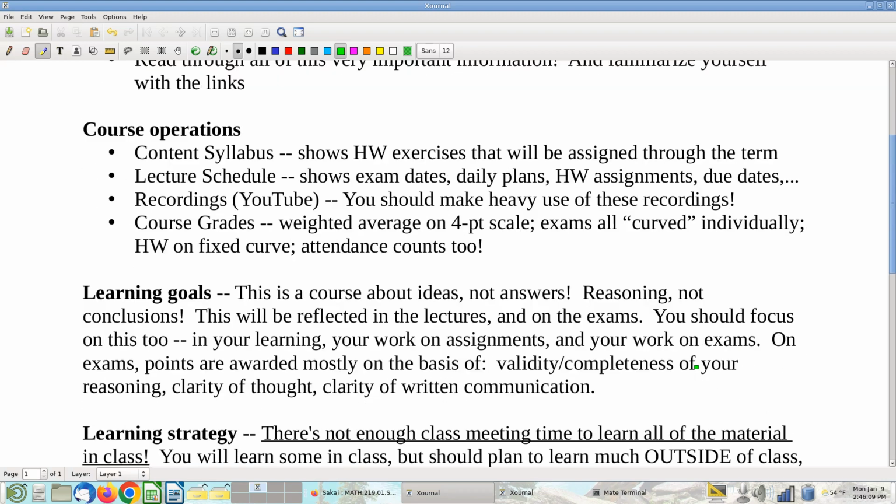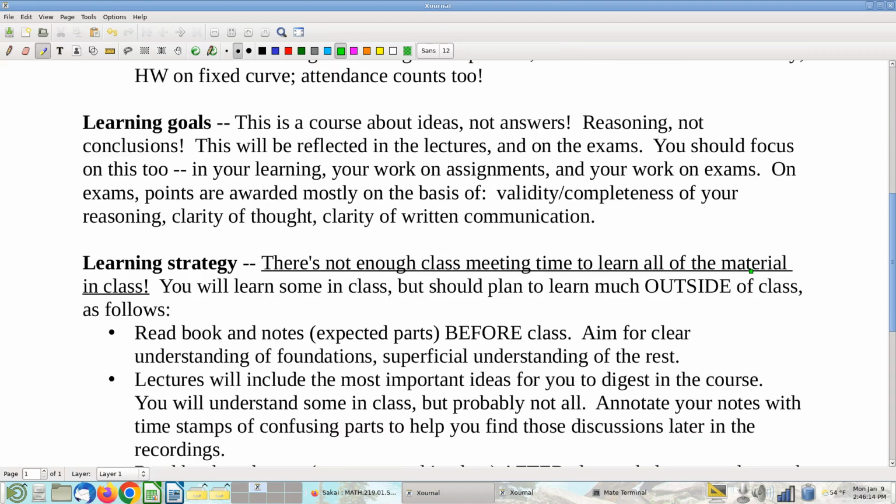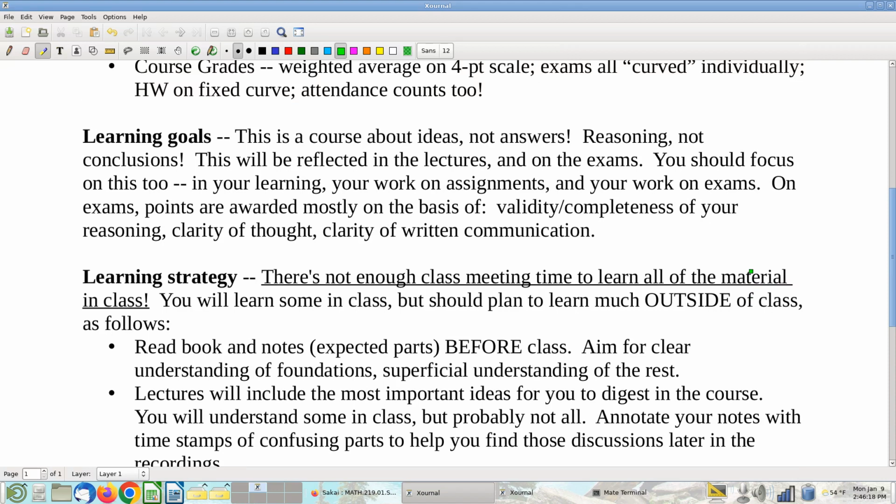All righty. So that's a lot of the logistics. Now I want to focus a little bit on learning goals and learning strategy. Let's start with learning goals. This is a really important point, arguably the most important point that I'm going to make today in this recording, in terms of what the course is fundamentally about. A lot of people have what I think is the wrong idea about what math courses are about. A lot of people think that math courses are about answers. And I say it's not really true. It's not really what math courses are about.